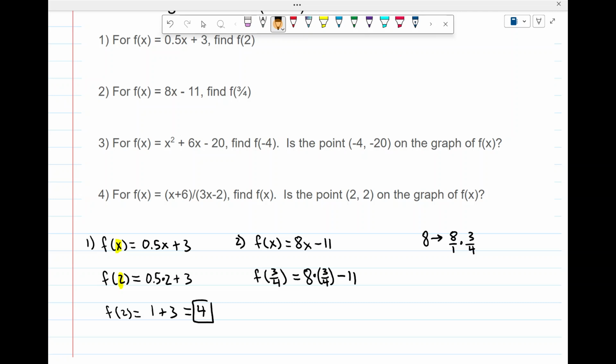And remember, the rule is when we multiply two fractions, you multiply the two numerators. That will be your new numerator, and then you multiply the two denominators. That will be your new denominator. So I'm going to multiply 8 times 3, and I get 24. I'm going to do 1 times 4, and I get 4.